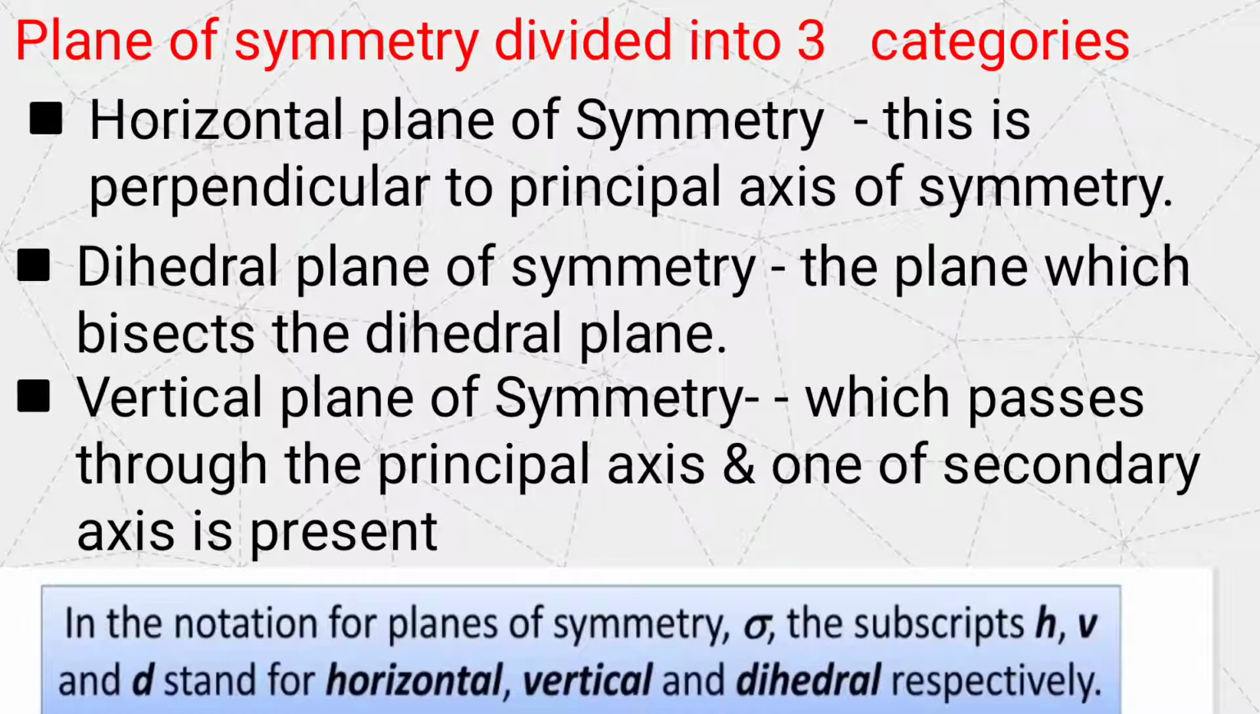Plane of symmetry is divided into three categories. First, horizontal plane of symmetry. This is perpendicular to the principal axis of symmetry and it is denoted by sigma h. Second, dihedral plane of symmetry. The plane which bisects the dihedral plane. It is designated by sigma d. Third, vertical plane of symmetry, which passes through the principal axis and one of the secondary axes is present. It is designated by sigma v.